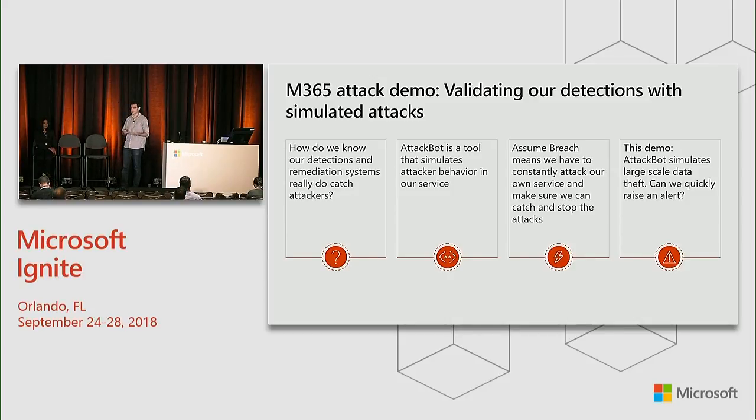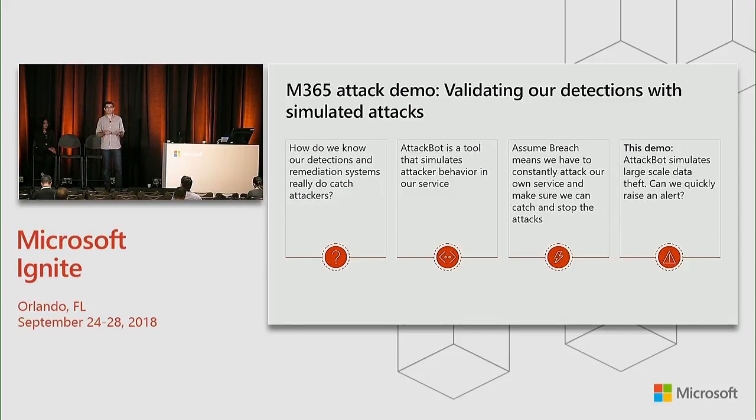But we have to go further than that too. We cannot take our detection systems for granted. We can't just assume that we build this complex system that processes millions of events and that it's always going to work. We need to regularly validate that system. We need to make sure that it's actually raising the alerts that it should be raising. And we need to make sure that it's doing the things that we need it to do, which is to say stopping attackers.